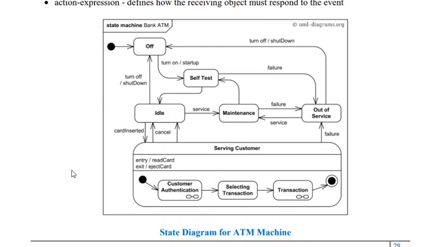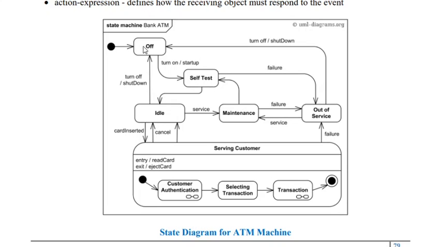Here I have a very simple example of a state diagram where we are trying to represent the various states that an ATM machine may be in. We have the off state, self-test state, idle state, maintenance state, out of service state, and the serving state. Now, the serving state is a composite state.